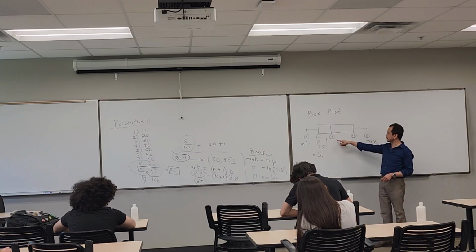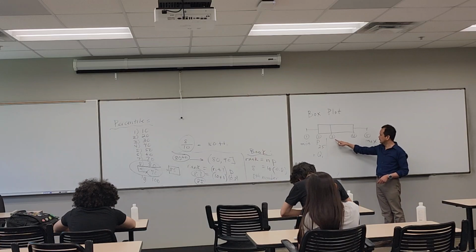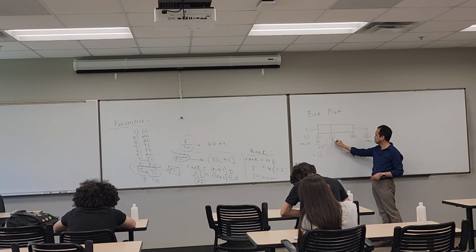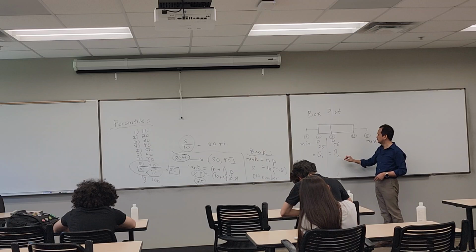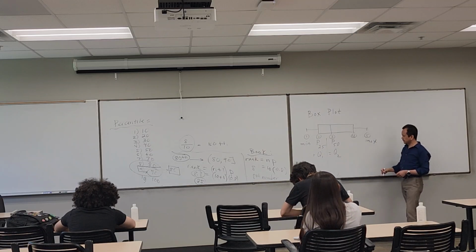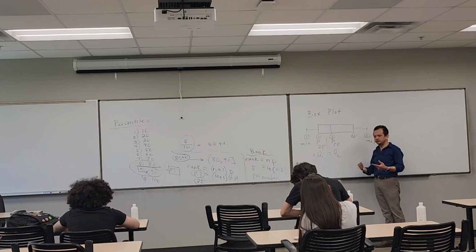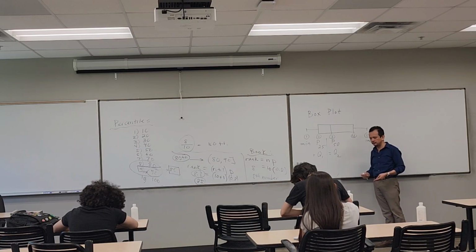Okay, let's talk about the next component of the box plot. That is the 50th percentile, or P50, also abbreviated as the second quartile, or Q2. It turns out that this P50, or Q2, is the number that is greater than 50% of all the values, or greater than half the values.